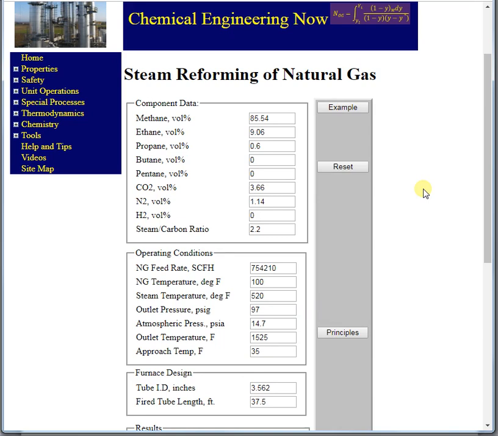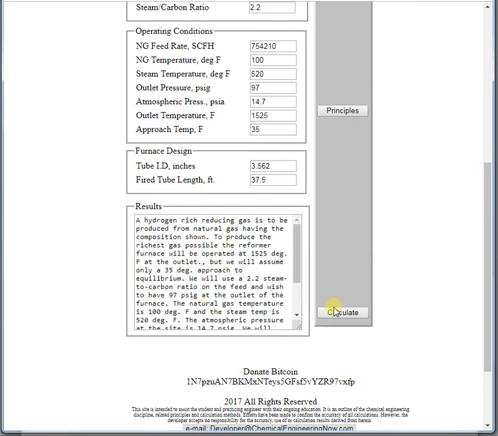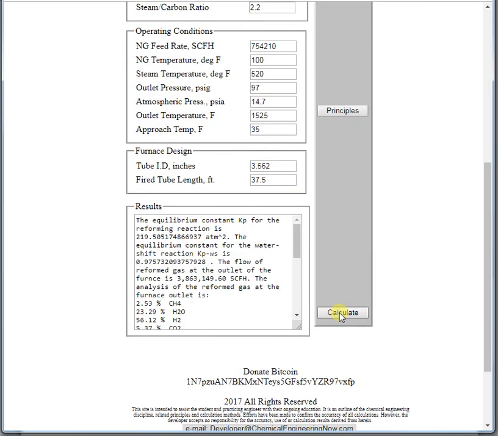We will now input this data into the calculator at ChemicalEngineeringNow.com to calculate the equilibrium constants, Kp, the flow rate and composition of reformed gas at the furnace outlet manifold, the reformer duty, the flow rate analysis of gas off the top of the quench tower, and the number of catalyst tubes required. And here we find our results.